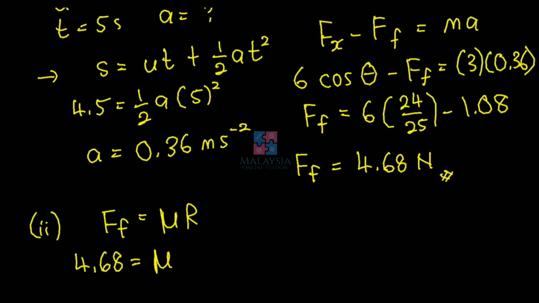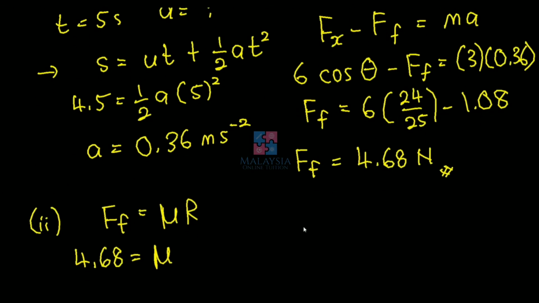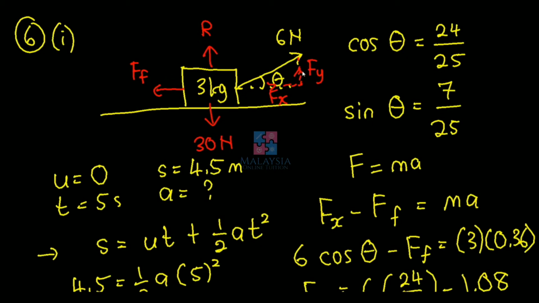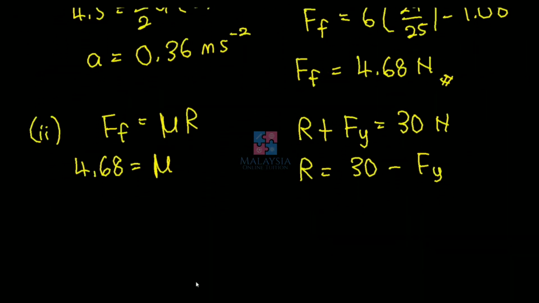So R plus Fy equals 30 Newton. So R equals 30 minus Fy. So how to get Fy? Looking back at the diagram, you can see that Fy will be opposite over hypotenuse. So that means you have to use sine theta. That's why we find sine theta in the beginning of this question, in case we need to use it. So our Fy will be 6 sine theta. So R equals 30 minus 6 sine theta. So sine theta is 7 over 25.